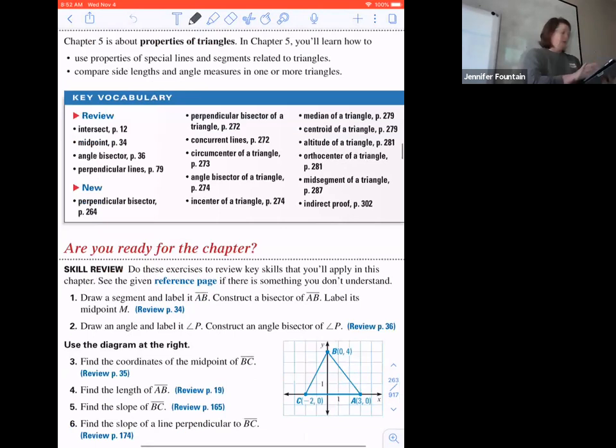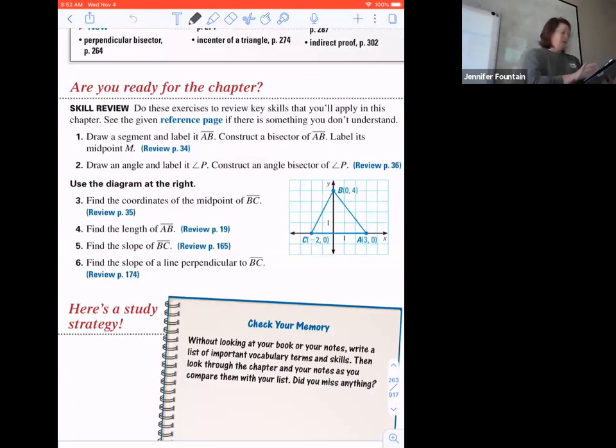All right. Drawing segments, drawing angles, finding coordinates of a midpoint. What is my formula for midpoint? Is it N equals x2 minus x1 plus y2 minus y1? No, that's going to be my distance formula. Distance is going to be the square root of... Isn't it x1 plus x2 over 2?